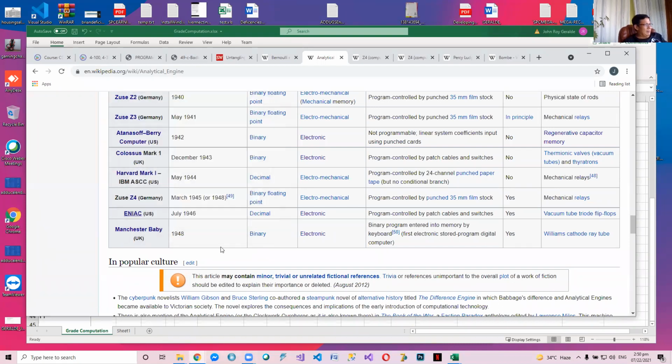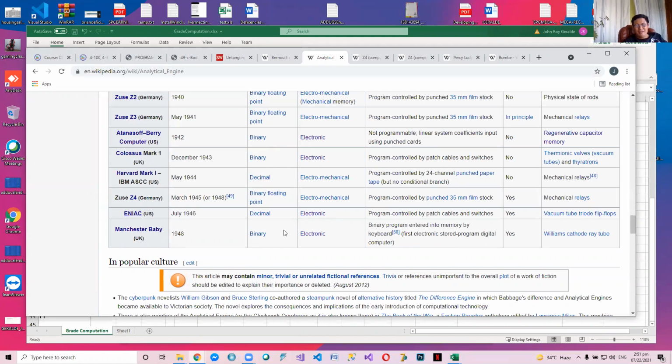By 1948, the UK released the Manchester Baby. It's also binary, electronic, and the first stored-program digital computer. And it's the first computer that comes with a keyboard. Do you follow? Which computer comes with a keyboard? It's the Manchester Baby during 1948.